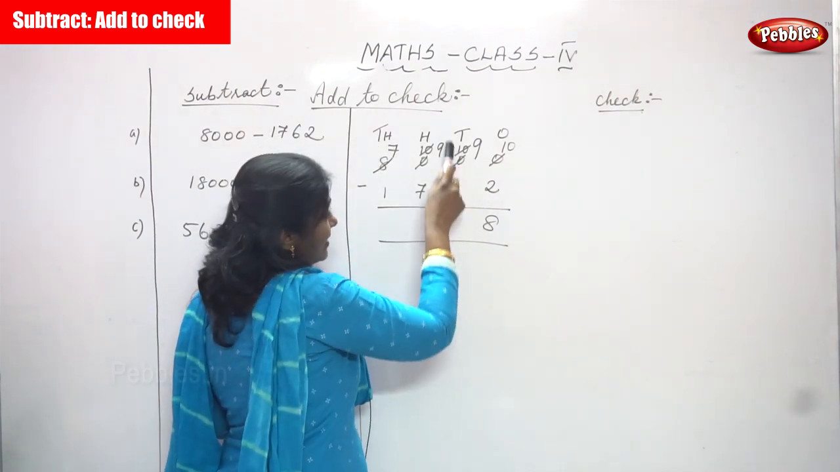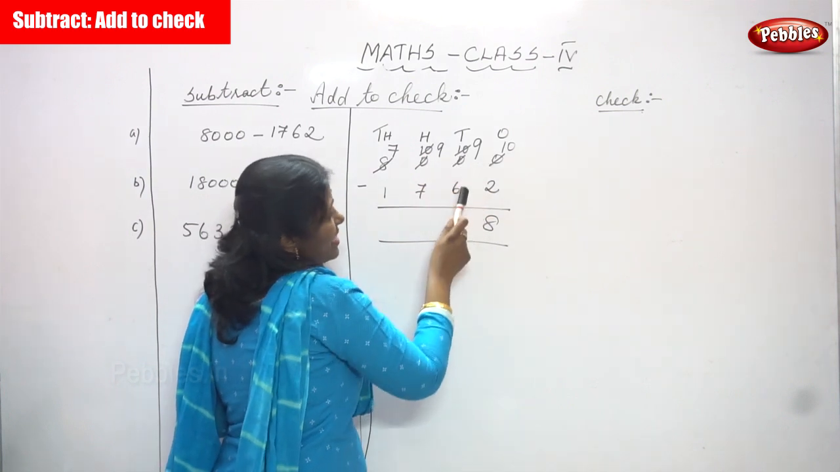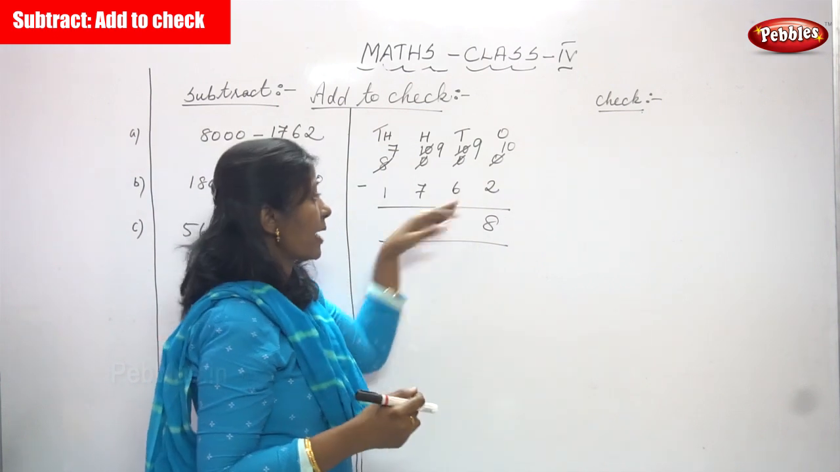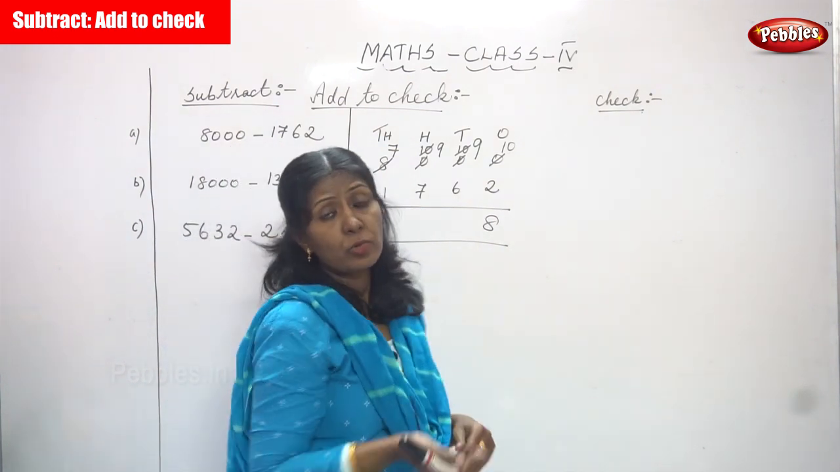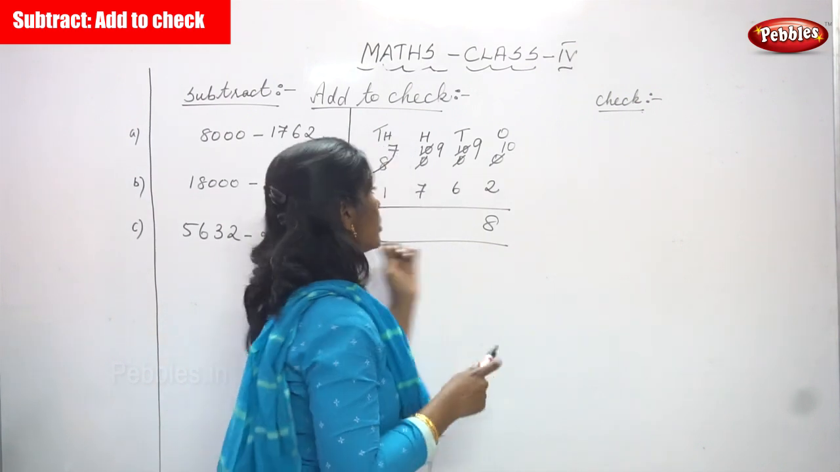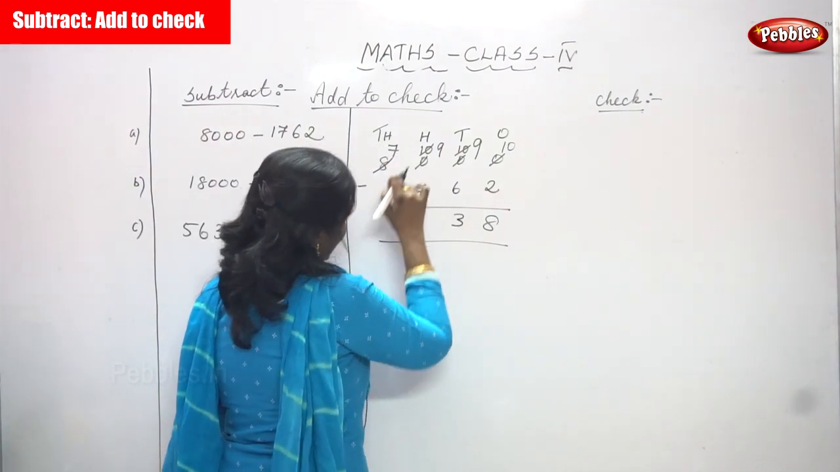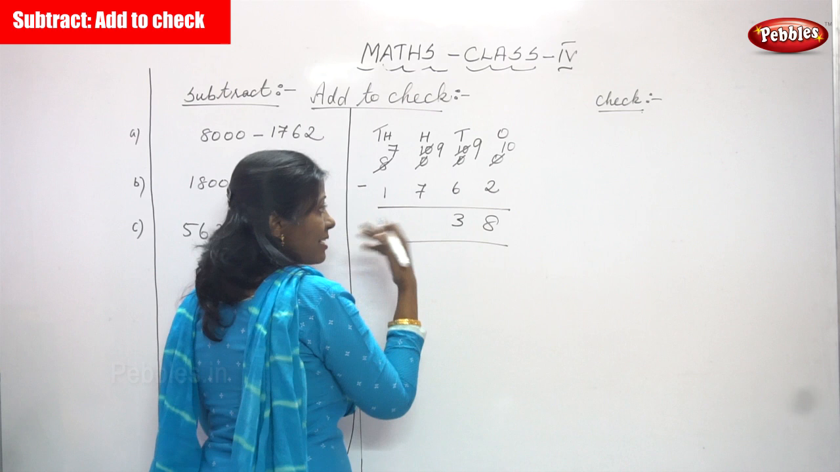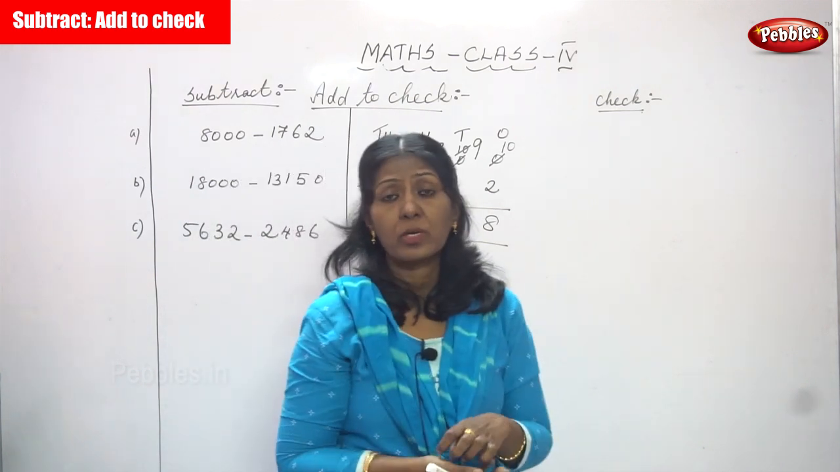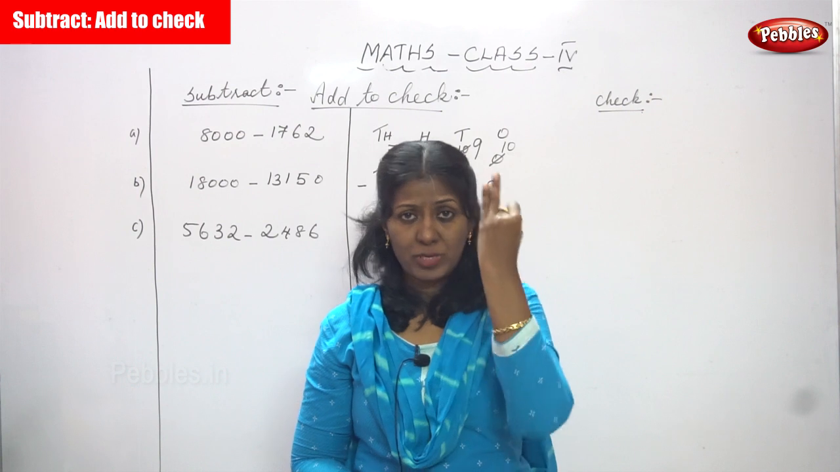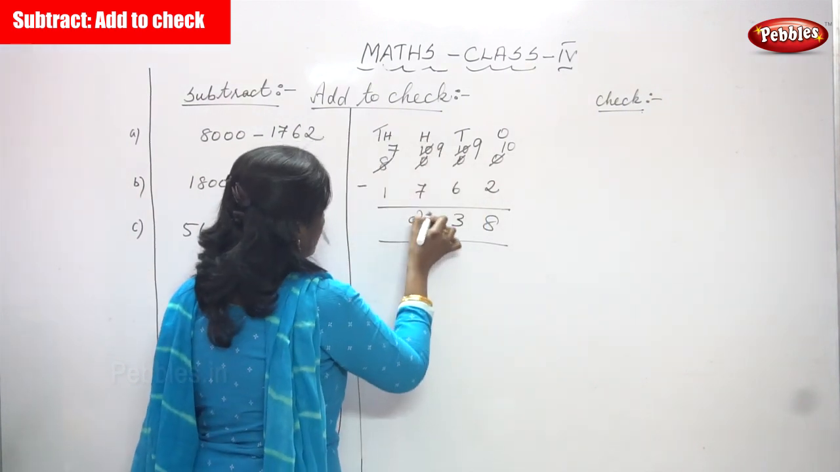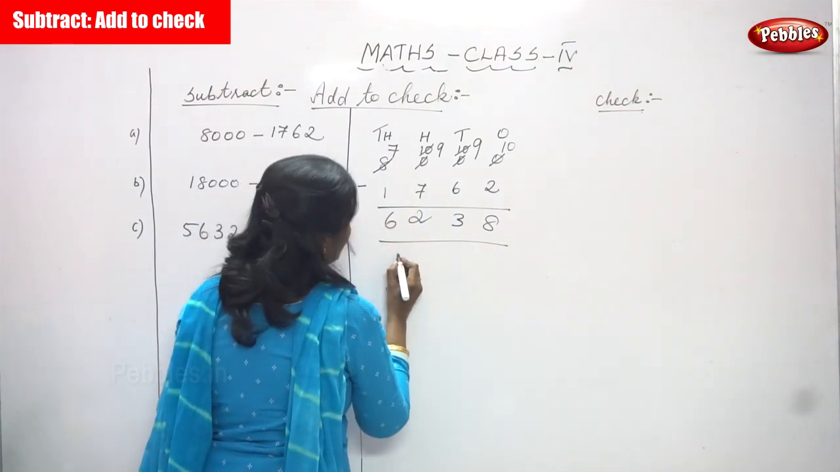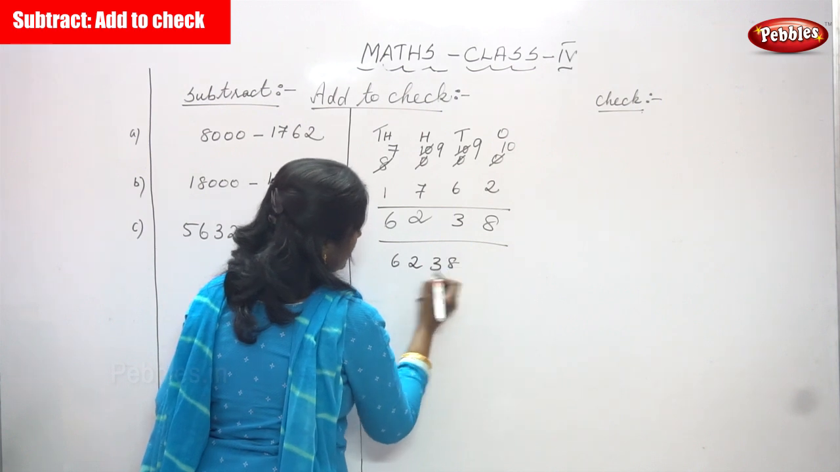In the tens place, what is the number? 9. So 9 minus 6. Again you have to do the backward counting. After 6 only you start counting: 7, 8, 9. So what is the number? 3. And in the 100 place, what is the number? 9. So 9 minus 7. After 7 only you start counting: 8 and 9. So the number is 2. You have to put 2 here. In the thousands place, what is the number? 7. 7 minus 1, you get 6. So the answer is 6, 2, 3, 8.